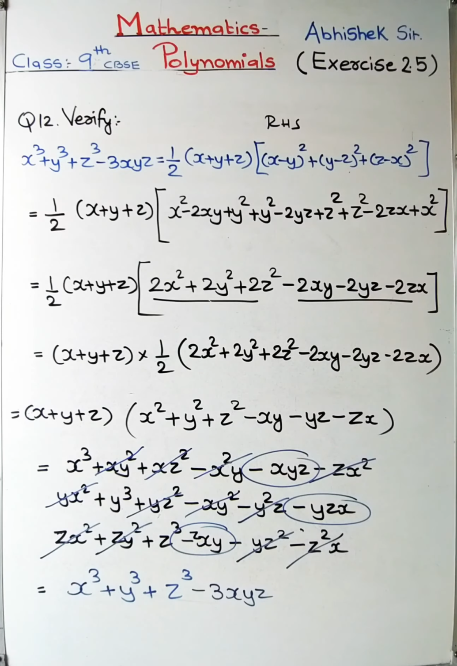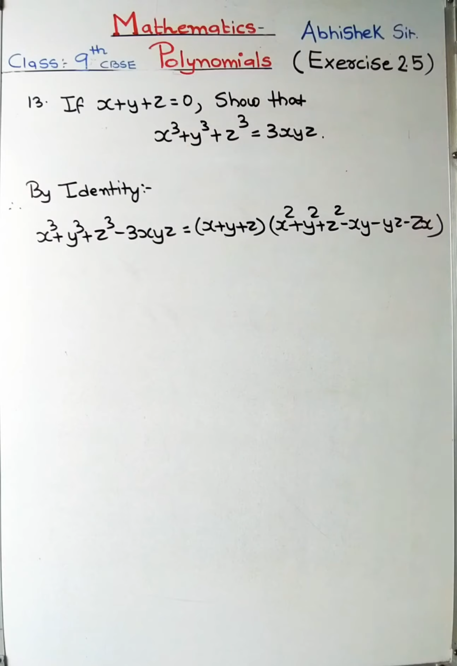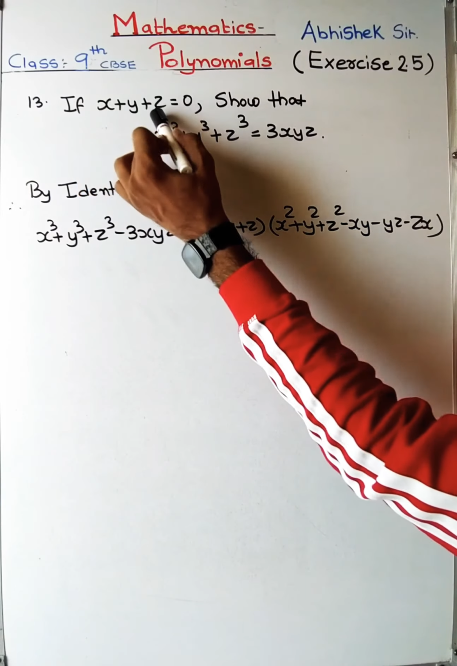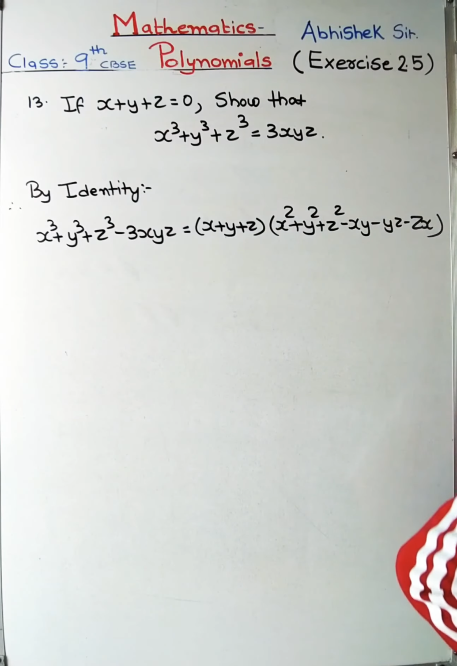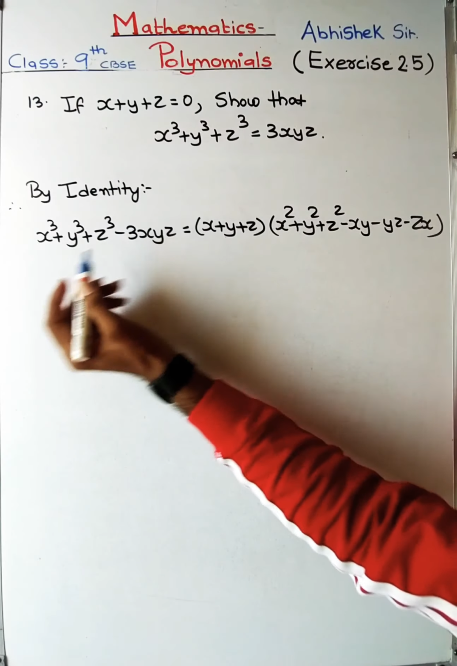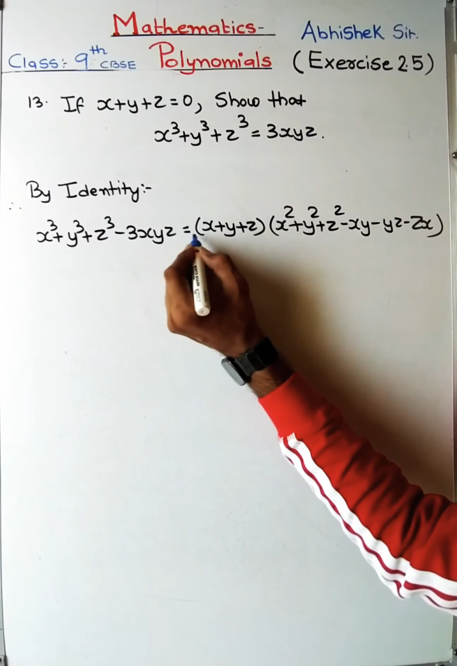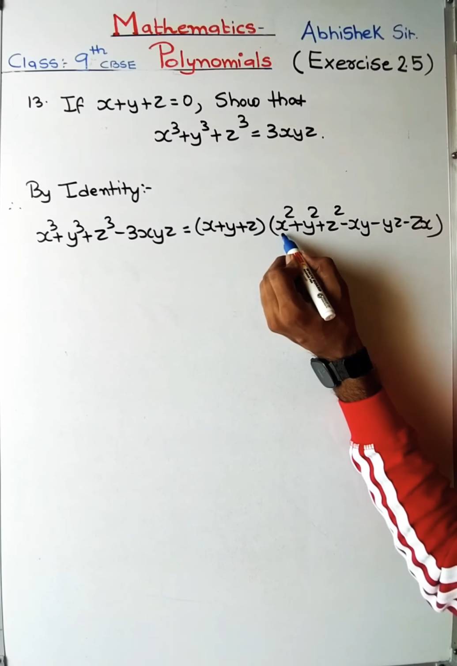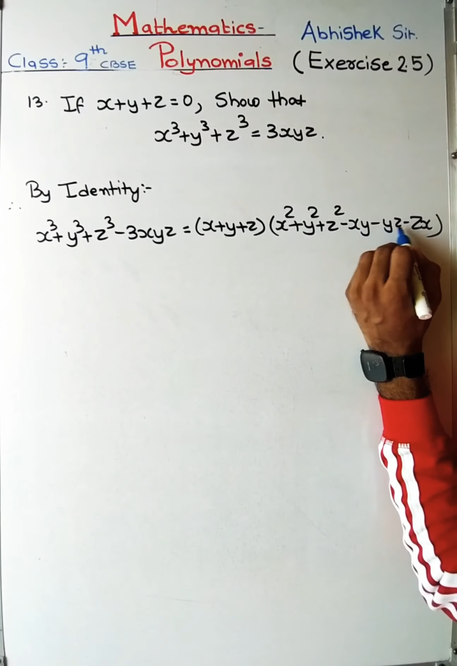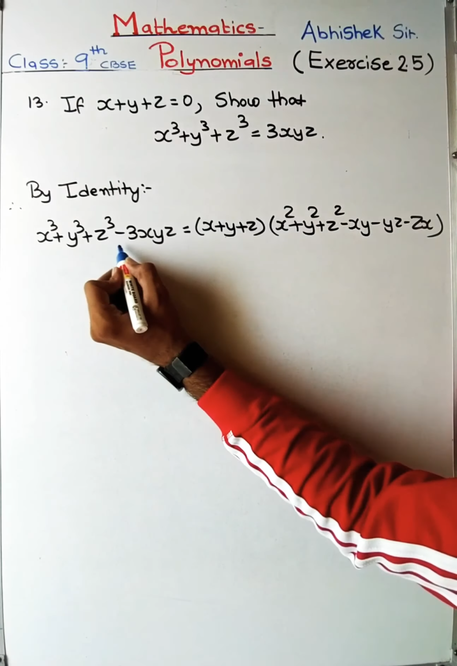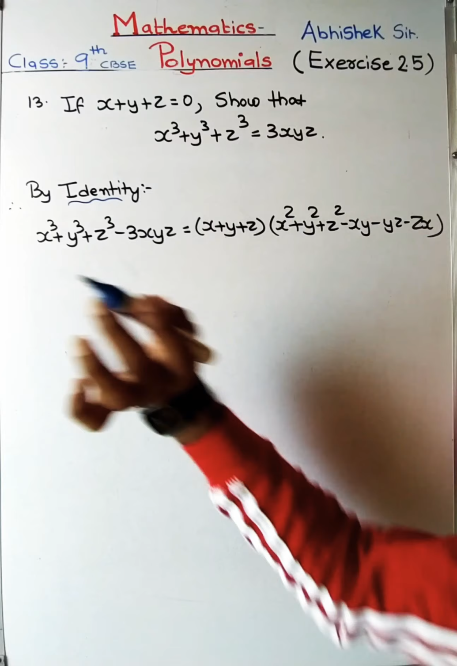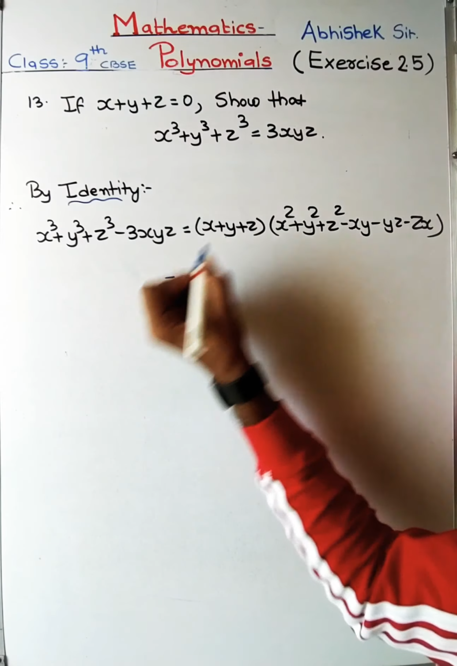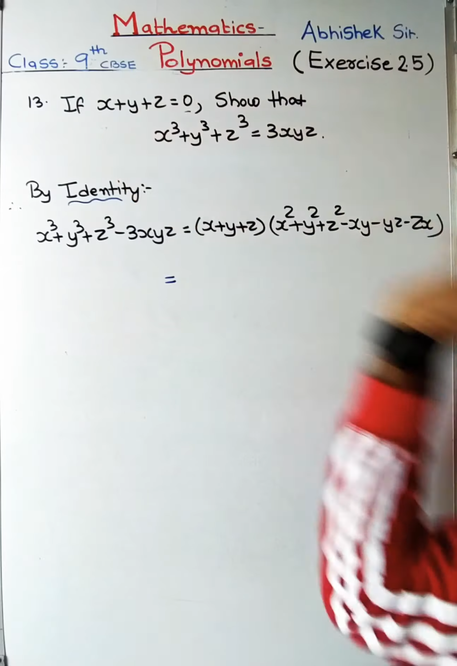So moving on to question number 13. Question number 13 is very easy. Again, we have to verify that if x plus y plus z is 0, then x cube plus y cube plus z cube is 3xyz. Okay, so we will use the last identity, that is x cube plus y cube plus z cube minus 3xyz equals x plus y plus z in the other bracket x square plus y square plus z square minus xy minus yz minus zx, right? Because minus 3xyz and 3xyz are matching, so we are using this identity. Now it is very easy. They have told that if x plus y plus z is 0, right?